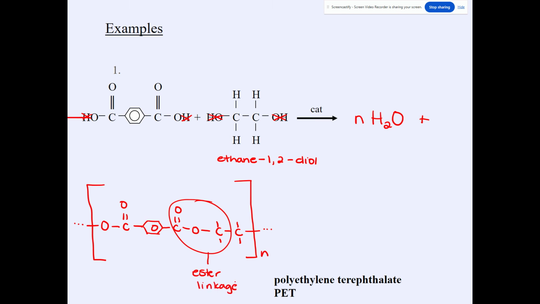Okay, it's like we're forming an ester, but it's going to continue on both sides and continue to repeat over and over. And N waters, that's why it's called condensation polymerization. Condensation, think of water. You're producing water as well as your polymer. Okay, so that is the ester linkage.